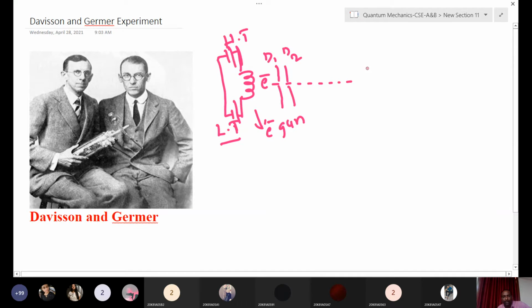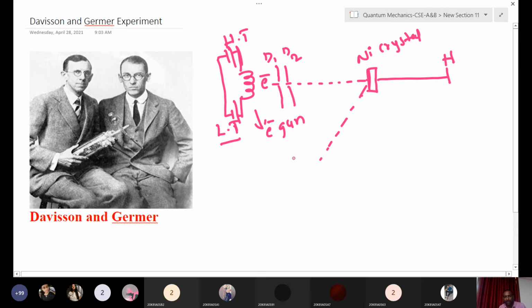After that we keep a nickel plate here, a nickel crystal, and this crystal you can rotate using a handle, moving it in any direction. After the electrons hit the nickel crystal, some of the rays will reflect, some will scatter, and some will diffract. We will see that.